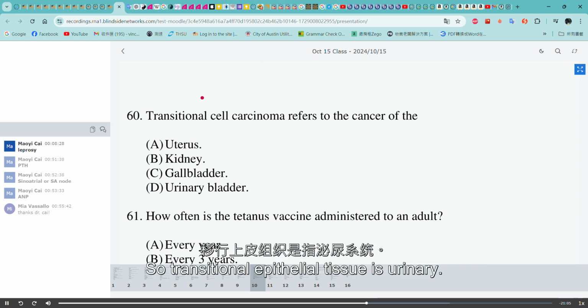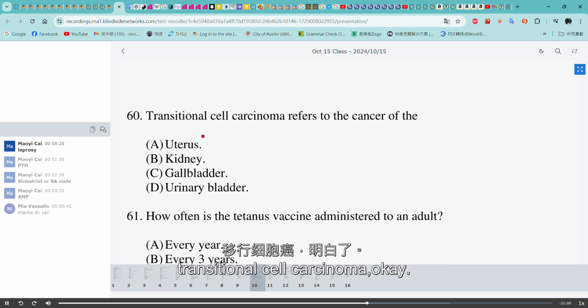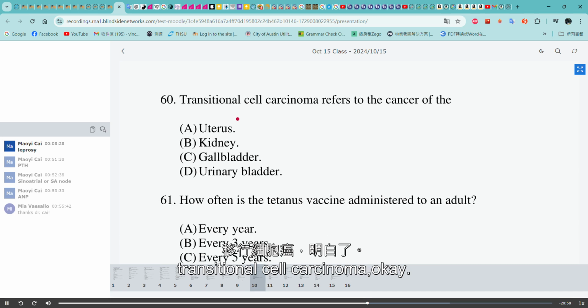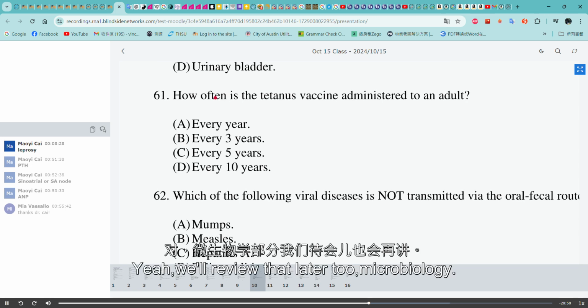60, transitional cell carcinoma. So transitional epithelial tissue is urinary bladder. So that's the bladder cancer, transitional cell carcinoma, okay? So D, 60. 61, how often tetanus vaccine given adults? Every 10 years. Every 10 years. We'll review that later too, microbiology.